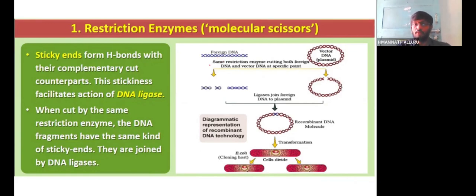But mostly some points they miss out. For example, same restriction enzyme. We need to make sure whether they are using this keyword or not. They must use this keyword. If they are not using this keyword, we need to reduce the marks. We need to make the children understand this is a very important term. It has to be mentioned there.